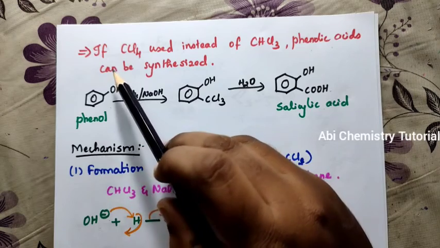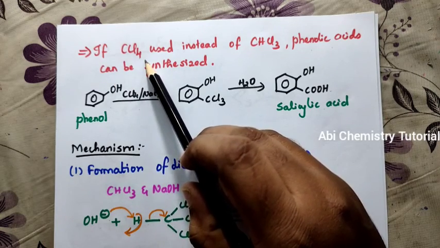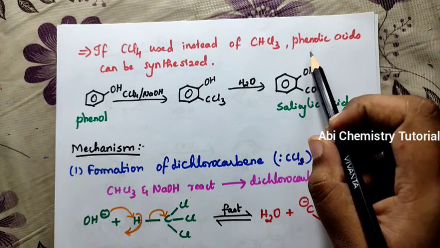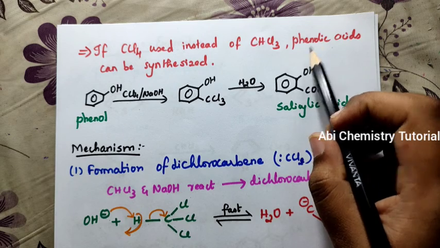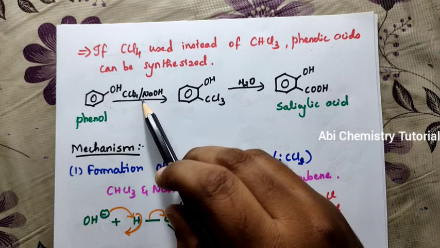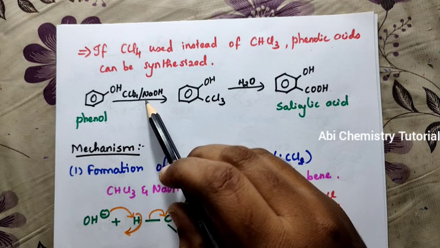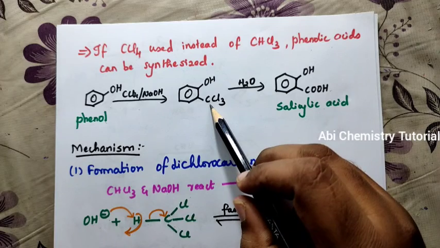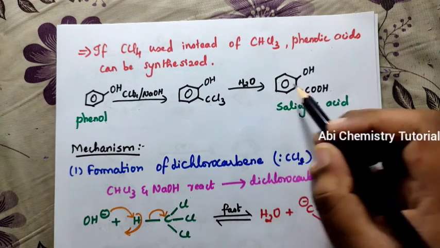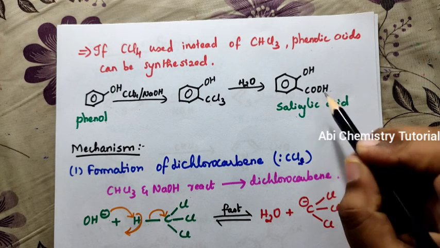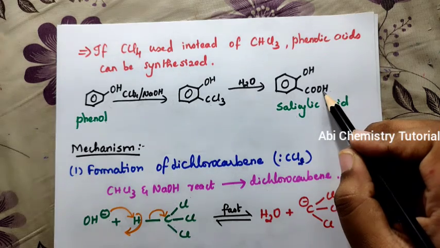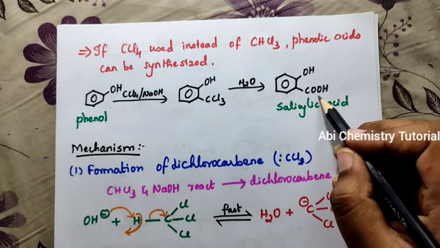dihydroxybenzaldehyde. So if carbon tetrachloride is used in place of chloroform, acids will be formed instead of aldehydes. For example, if phenol is treated with carbon tetrachloride and sodium hydroxide instead of chloroform, then you get an intermediate with CCl3 at the ortho position, and on hydrolysis we get salicylic acid. Instead of an aldehyde, we get a carboxylic acid, that is salicylic acid.